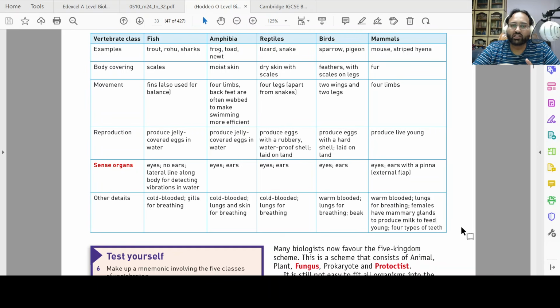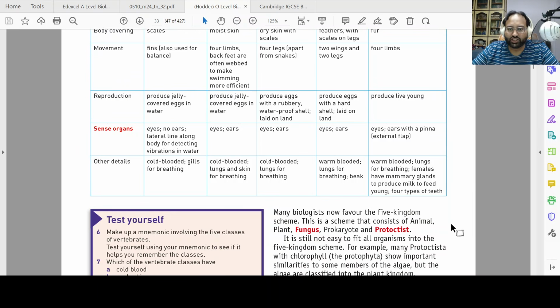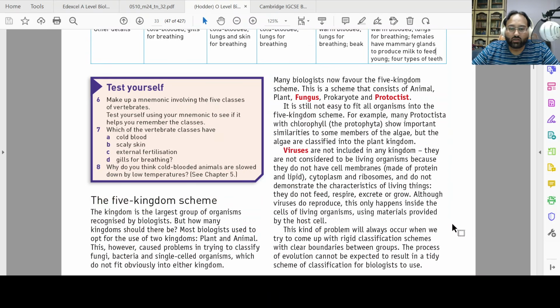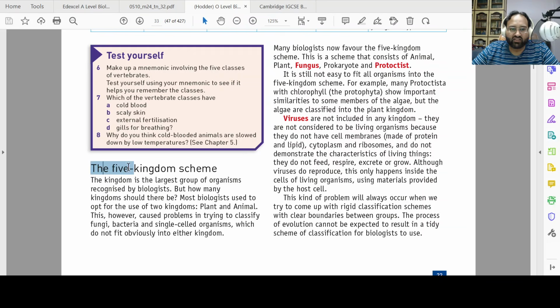When you look at the details, you'll find all sorts of organisms, all sorts of fascinating creatures. So yeah, this is obviously very generalized. Okay, after that, what we have is the five kingdom scheme.